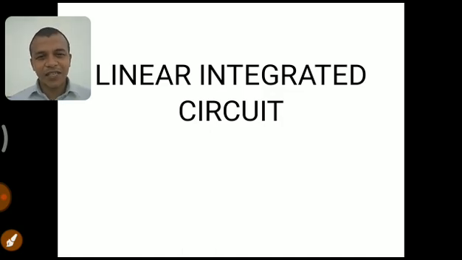So in this series we shall start our discussion with the linear integrated circuit. So what is meant by circuit? We know what a circuit means. Here the circuit is made up of a lot of electronic components like transistor, capacitor, inductor, diode. And they are connected through wires, and the circuit is used for a specific application.